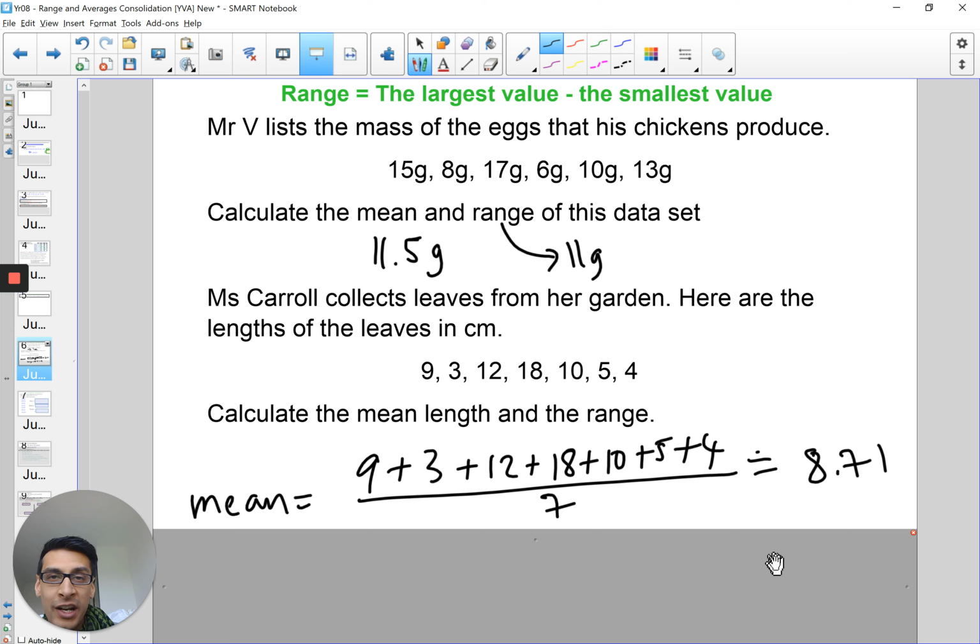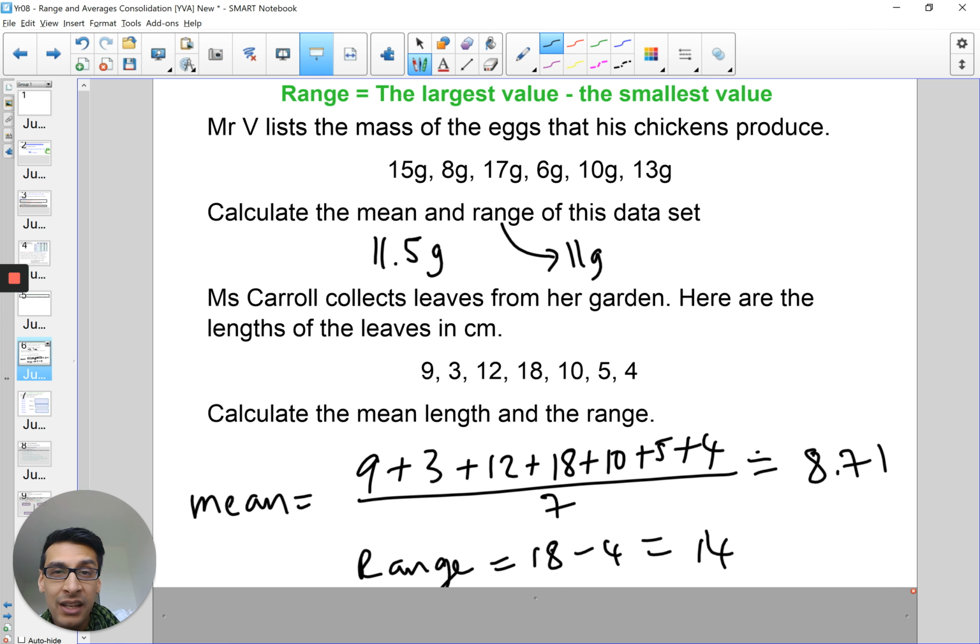And then for the range, it's just going to be the biggest number take away the smallest, so 18 take away 4. That's wrong. It should be 18 take away 3, in fact. So 18 take away 3. So that means that the range is going to be 15.